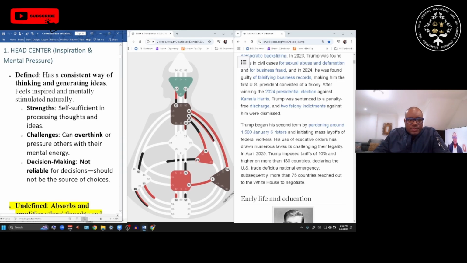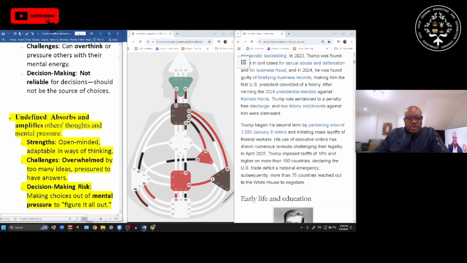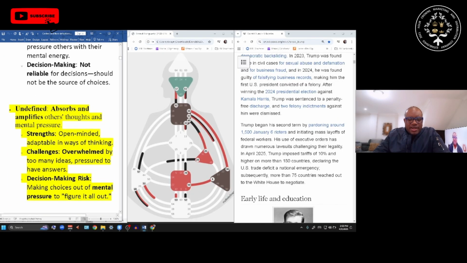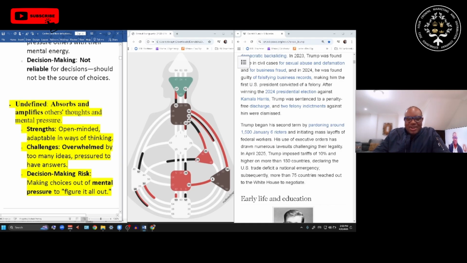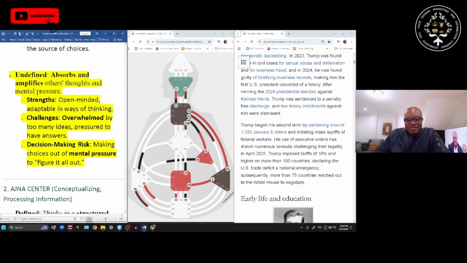Okay, yeah, so let's look at some of these centers and just remind ourselves of what it means to be undefined or open. So again, because the head center, which is inspiration and mental pressure, that is undefined for him. So it means that his strengths are open-minded, adaptable in ways of thinking, but overwhelmed by too many ideas, pressured to have answers, right? We know for sure. It feels that way, right? Overwhelmed by too many ideas, doing a lot of stuff, signing a lot of executive orders. And whether or not he's doing a good job, I will leave that up for you guys to decide. And the decision-making risk here is making choices out of mental pressure to figure it all out.